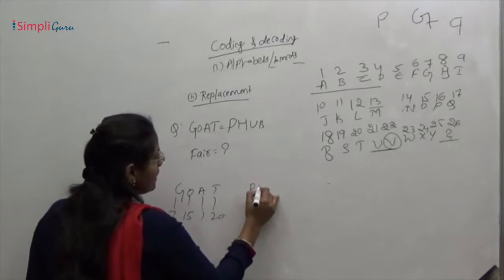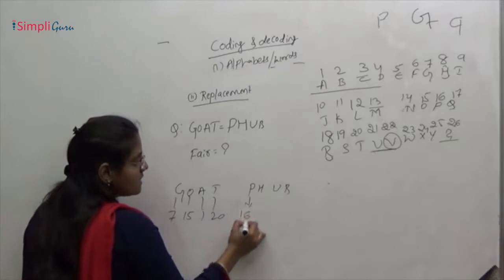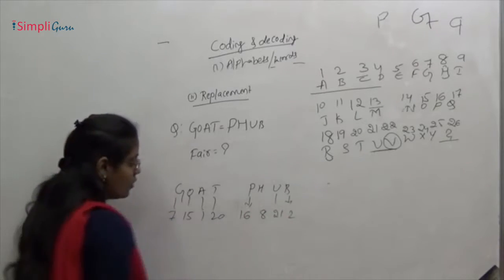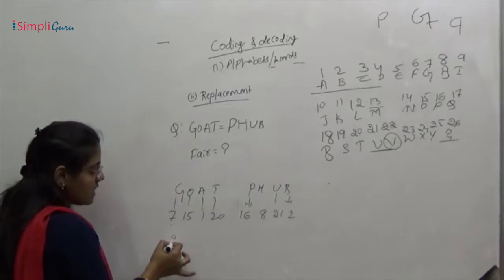Now see the PHUB. P is what? P is how much? It's 16. H is 8. U is 21. B is 2. Now see the difference. 16 and 7. The difference is 9.